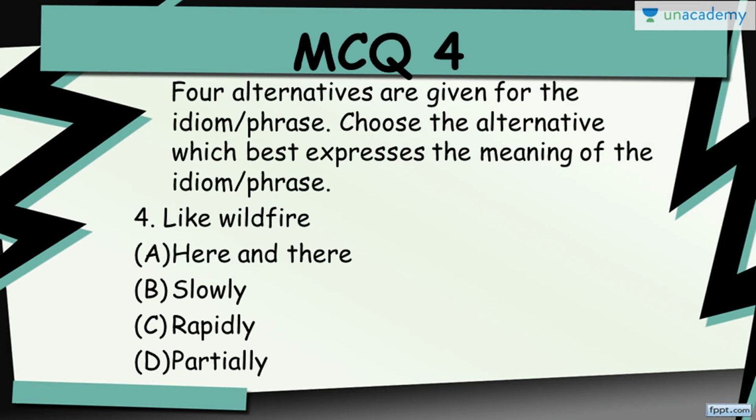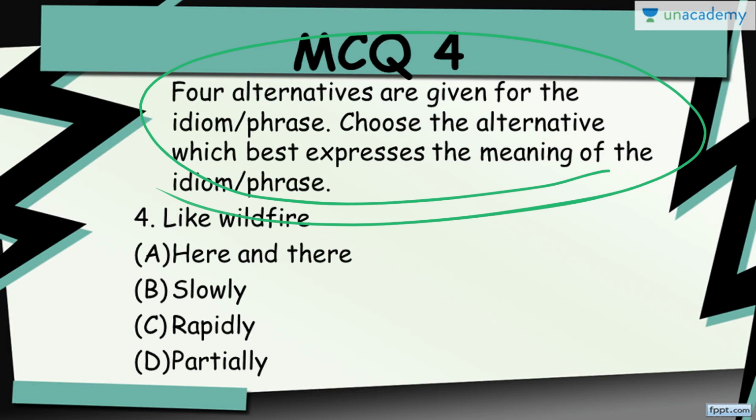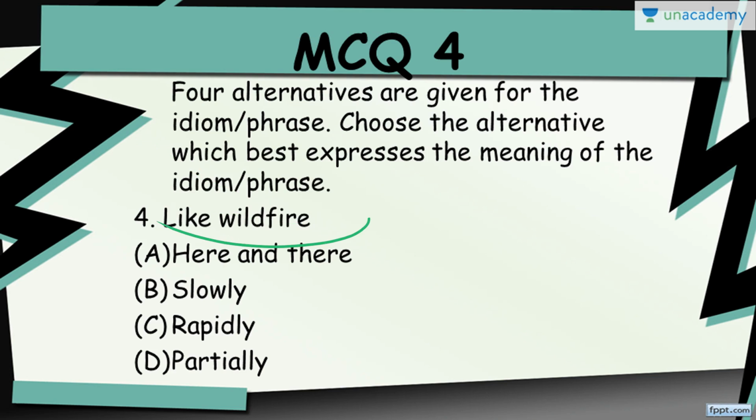Then the fourth one. 4 alternatives are given for idiom and phrase. Choose the alternative which best expresses the meaning of the idiom and phrase. So the idiom this time is like wildfire. So just kind of think, what happens with a wildfire? What happens when there's a wildfire? It usually spreads out very quickly, very rapidly.